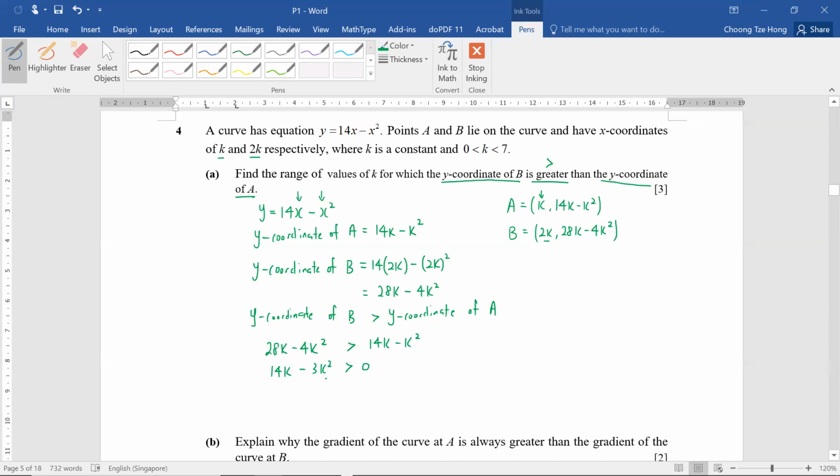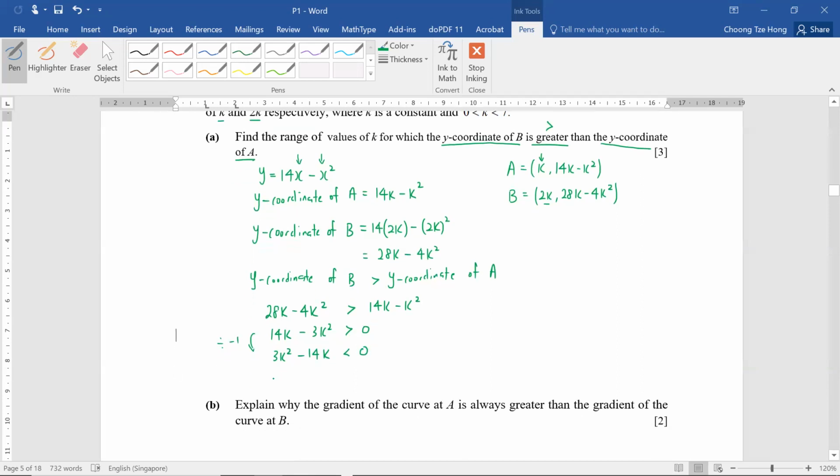At this point, we divide by -1. Remember, when you divide by -1, 14k becomes negative 14k, and minus 3k squared becomes positive 3k squared. But when you divide by -1, remember to reverse the direction of the sign. Then over here we will factorize out the k, so we will end up with k times 3k minus 14 less than 0.